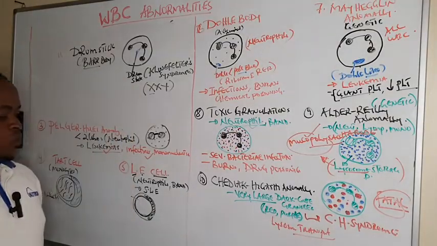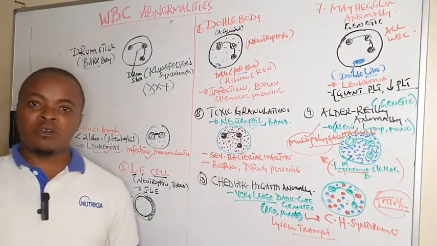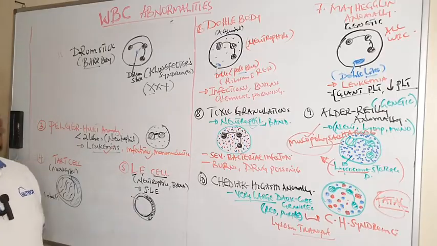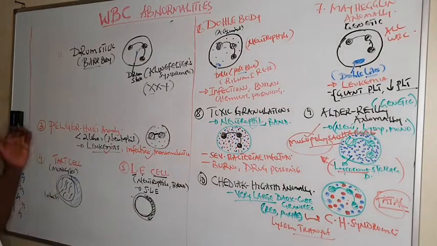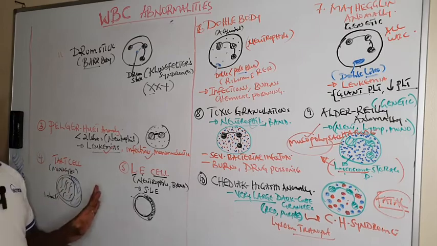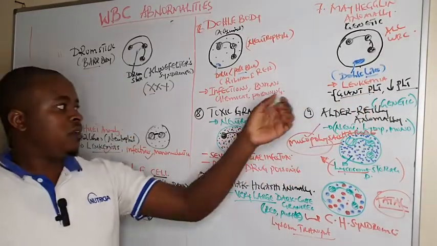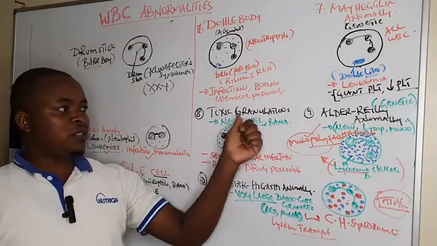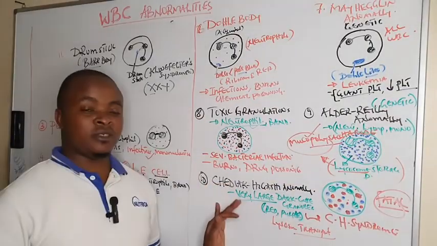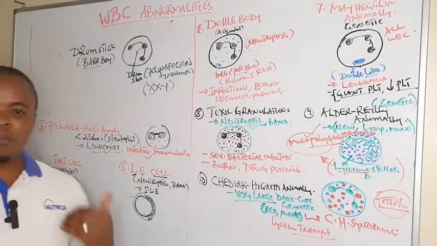So these are the things we can discuss with you in this session about the abnormalities in white blood cells, where we have seen hypersegmentation, we have talked about Pelger-Huet anomaly, overload, heart cell, Lee cell, Döhle body, May-Hegglin anomaly. We have looked at the toxic granulations, Alder anomaly. We have looked at Chediak-Higashi, and we have ended up with the drumstick, which we have called a bar body.